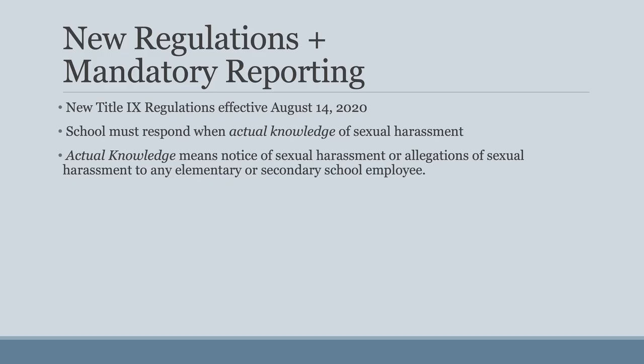So, the new regulations of Title IX went into effect on August 14th, 2020, and they require that a school respond to allegations when employees, any employee in the elementary or secondary school, have actual knowledge of sexual harassment. Now, one quick aside here is, what does actual knowledge mean? Actual knowledge means there's notice of sexual harassment allegations. That's a very broad term.